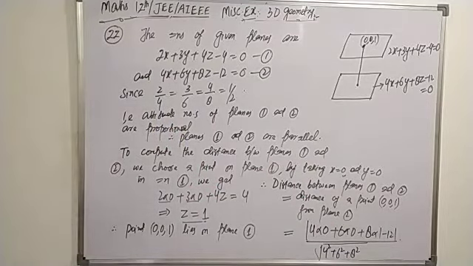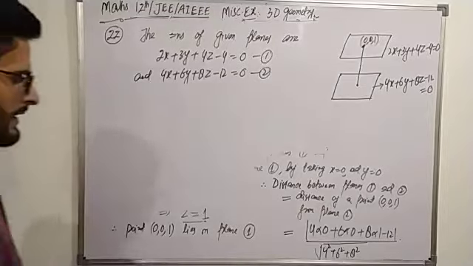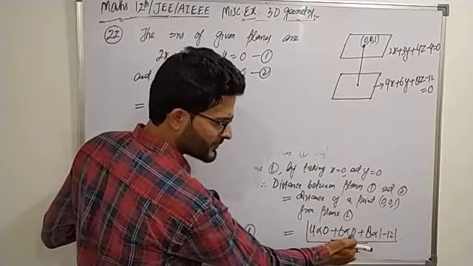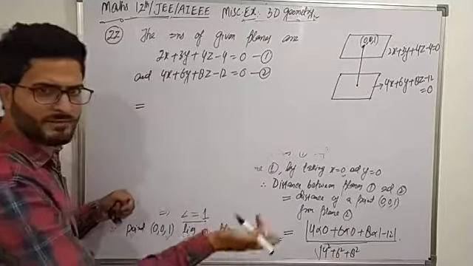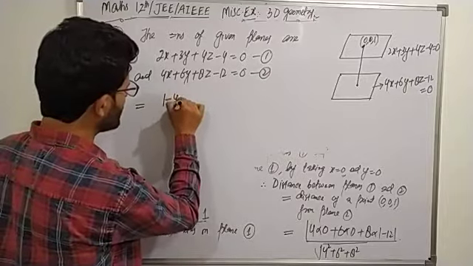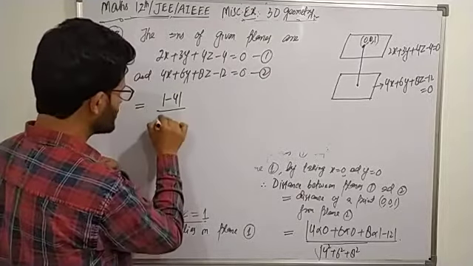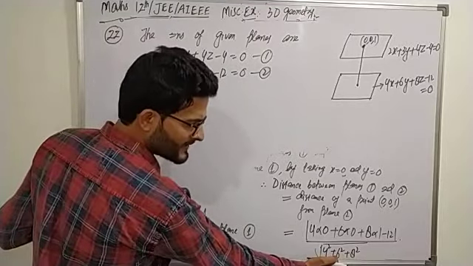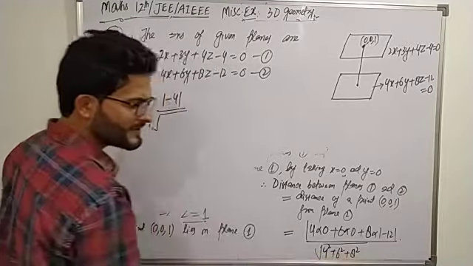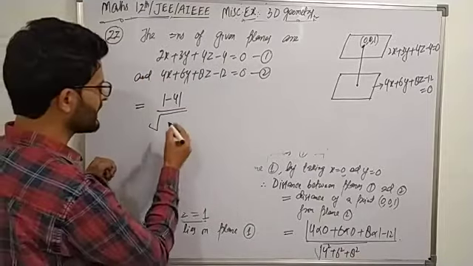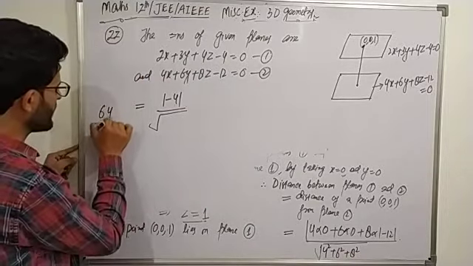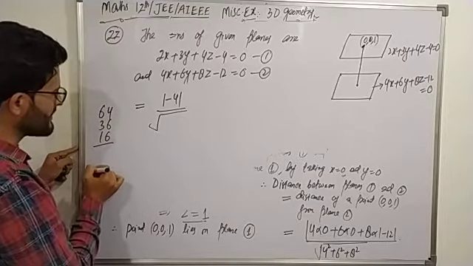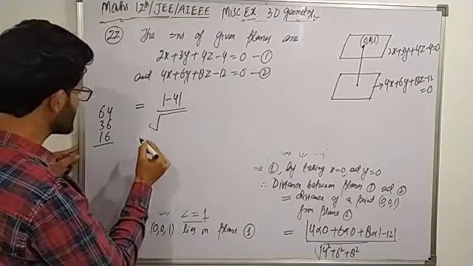So that must be further equal to mod of 4 into 0, that is 0, 6 into 0, that is 0, 8 into 1, that's 8, 8 minus 12, that's mod of minus 4 divided by square root of 4 square, that is 16, 6 square, that is 36, 8 square, that is 64. So that will come out to be 64, 36 and 16. That will come out to be 116.